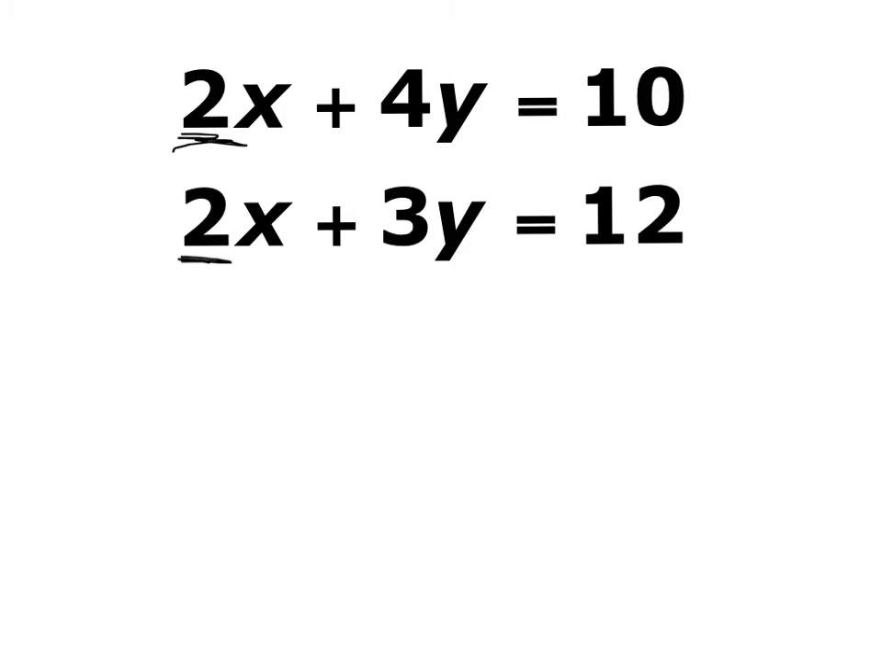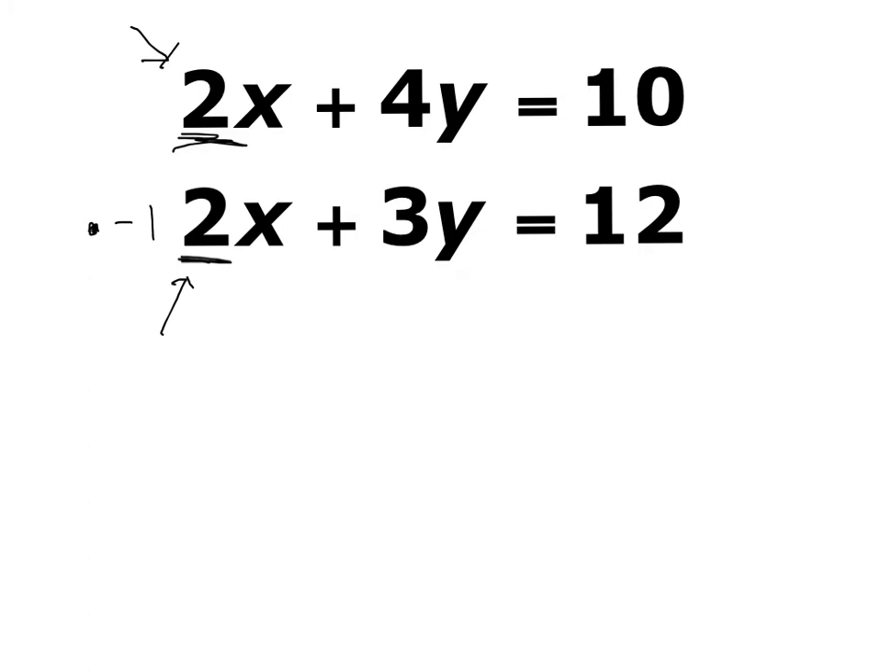Now, when you look at this, what number could you multiply your x by to get the opposite number? So if I have a 2 here, I'm going to want a negative 2 here. Well, what can I multiply 2 by to get negative 2? Well, of course, you can multiply it by negative 1. So we're going to multiply each of the columns by negative 1.